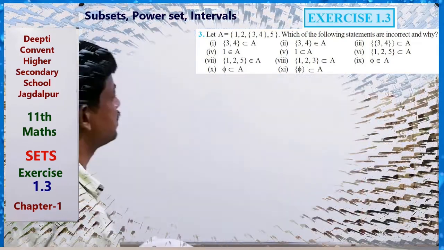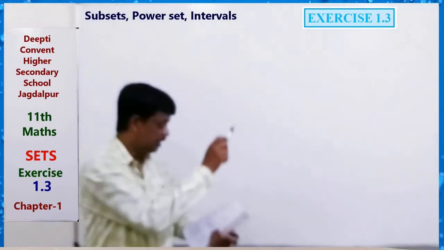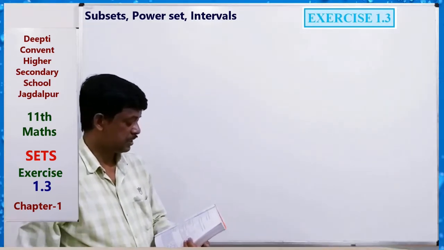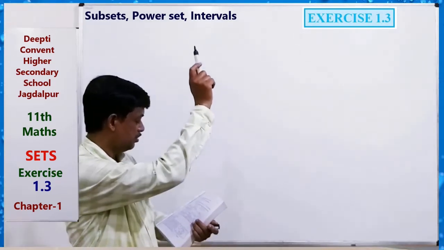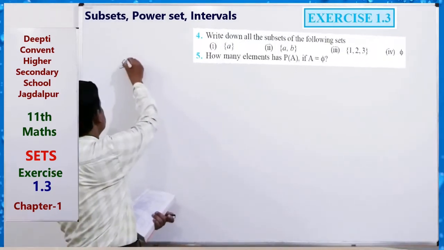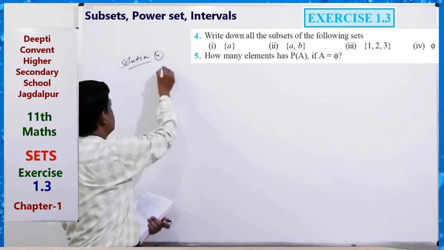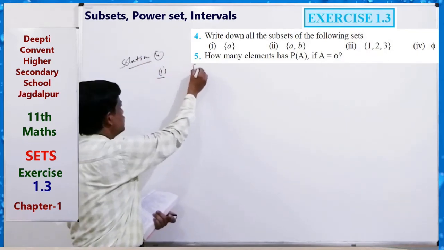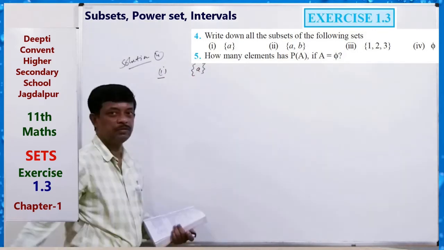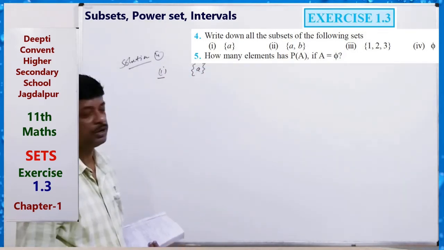Now take question 4. Write down all subsets of the sets {1, 2, 3, 4}. First question, solution. 4. First, what is the given set A? How many subsets? All the subsets we have to write.